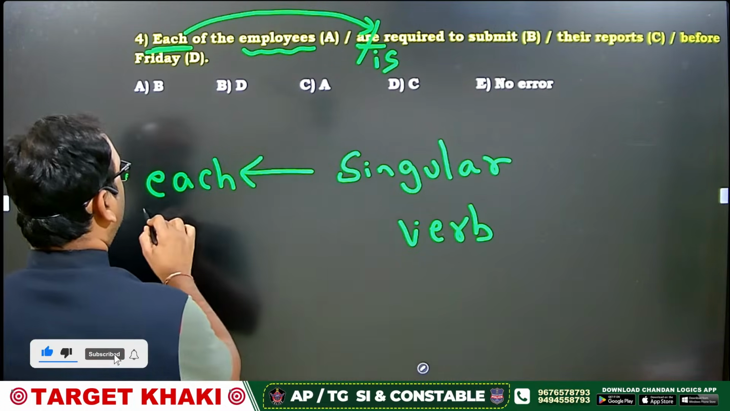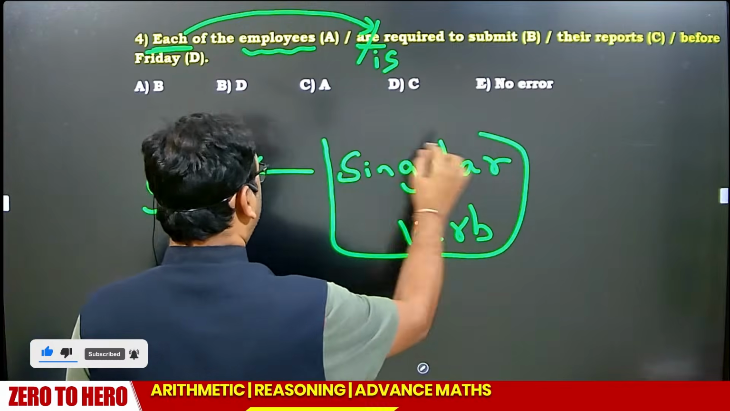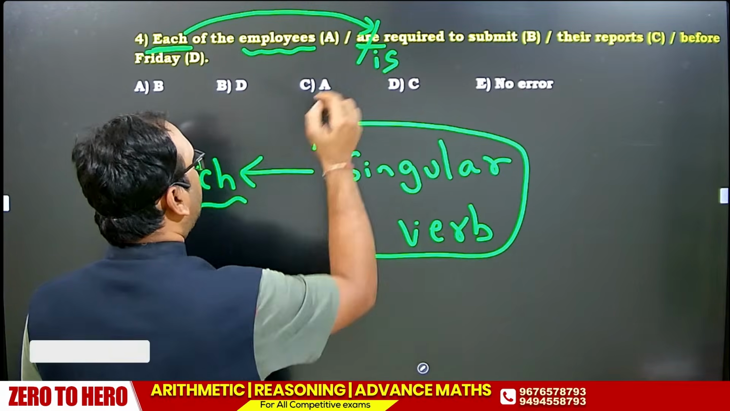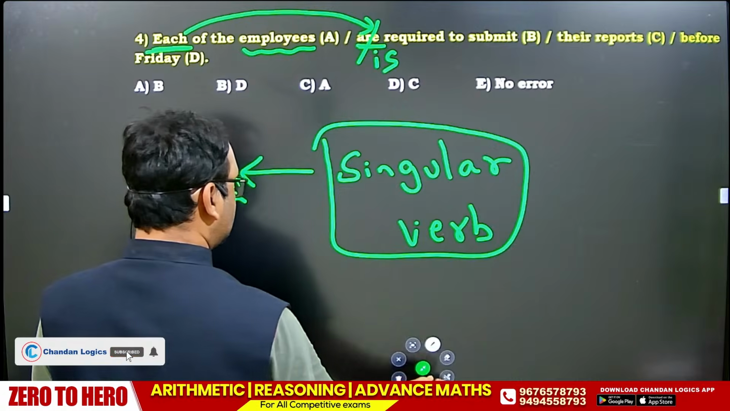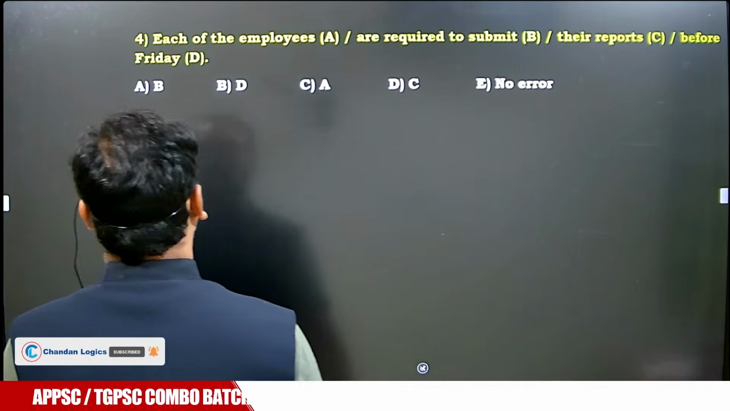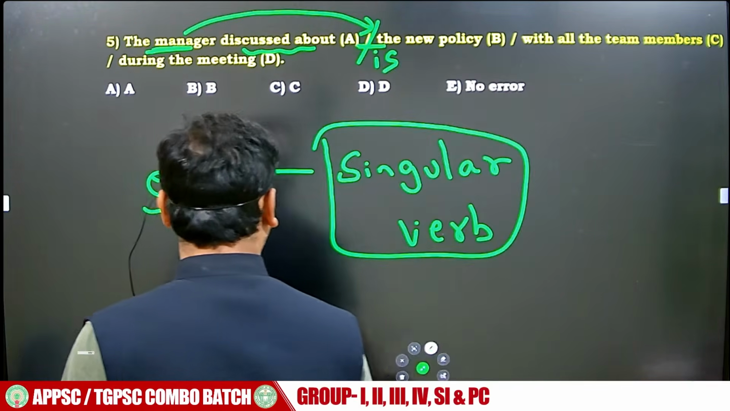Whenever each comes, the verb must be in the singular form. It is not are, it is is. Am I clear?